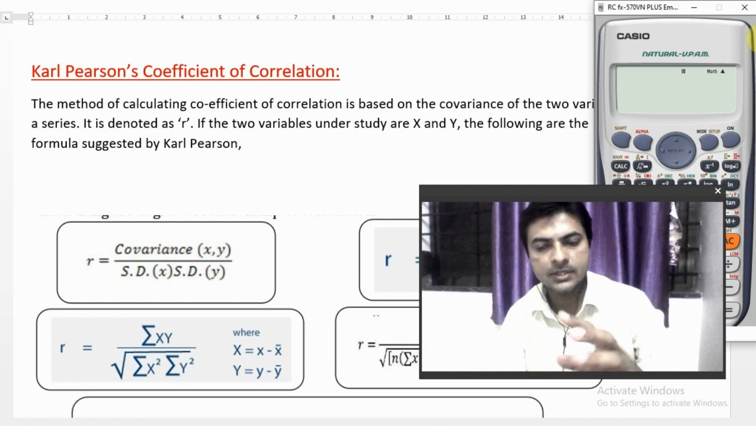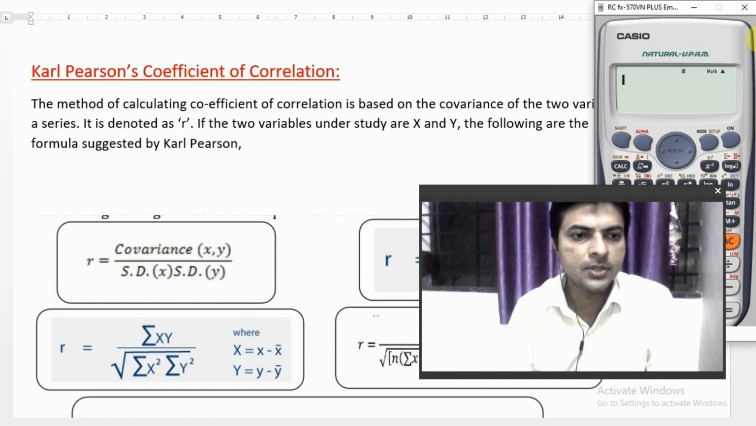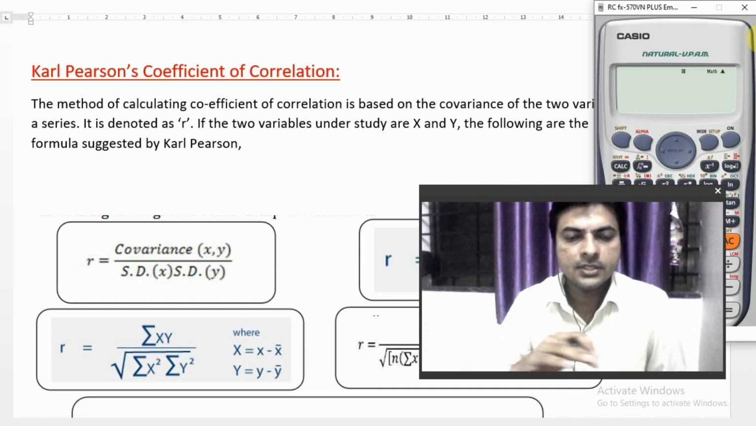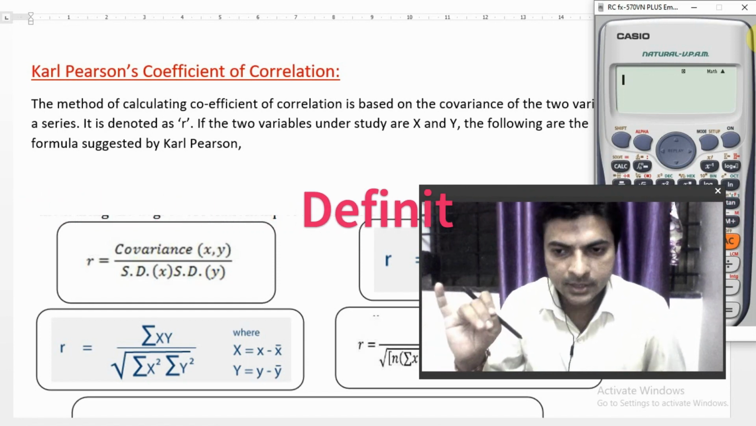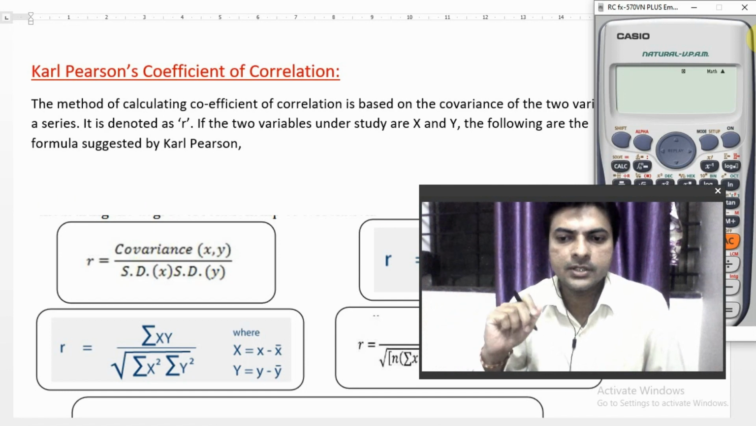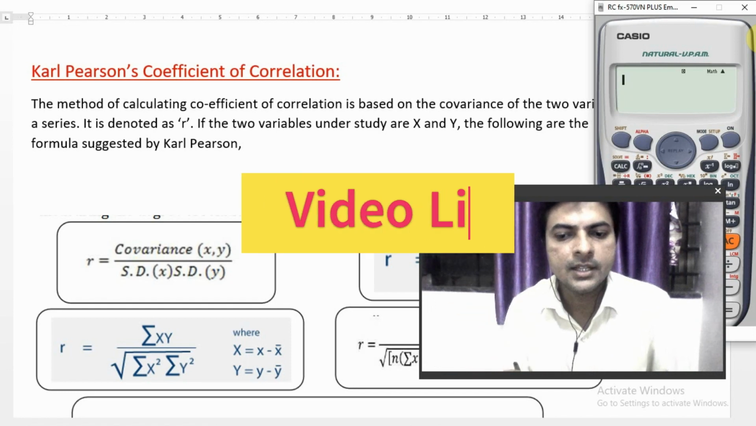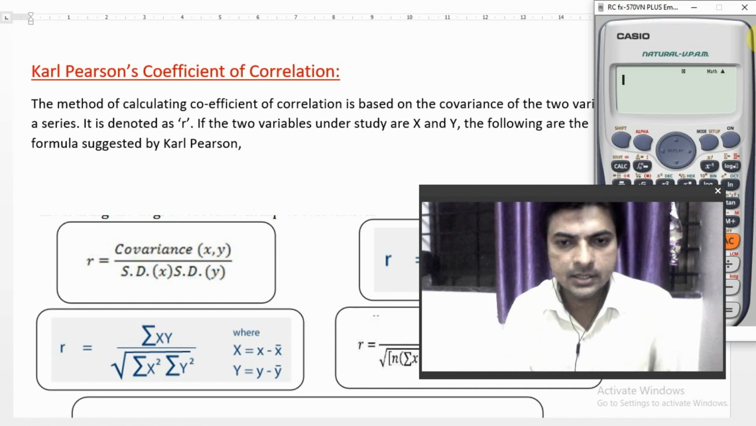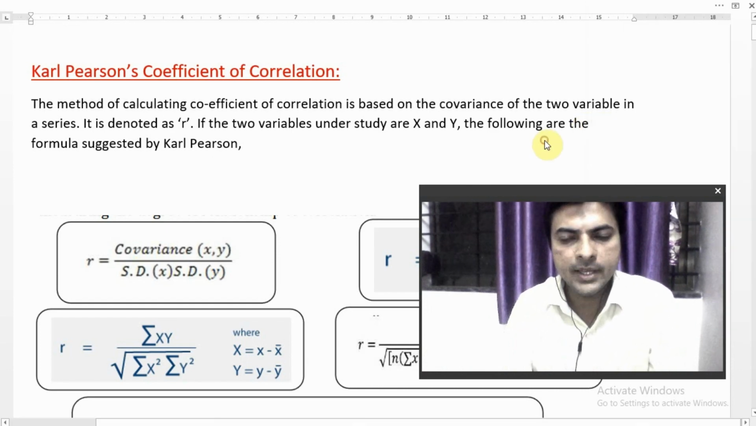Okay, so we are going to use the calculator and we will see how very easily you can get the answer quickly. So without wasting time, let us start the Karl Pearson coefficient of correlation. Before this, you should know what is correlation, the definition of correlation, types of correlation, methods of correlation, and examples of correlation. I have already done this video. I am going to give the video link in the description, and the formulas we are going to use, I will also give in the description box. So without wasting time, we'll start the method of calculating the coefficient of correlation based on covariance.